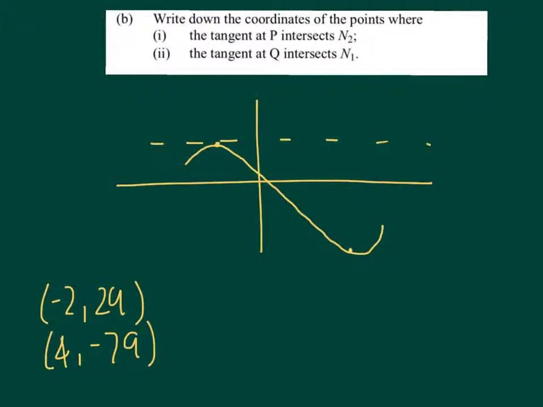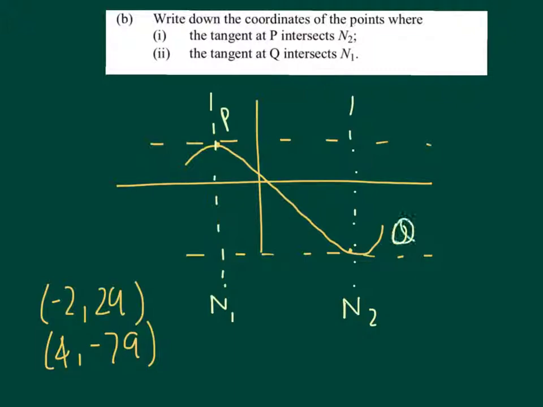Okay, so there's their tangent, and this would be the normal. This would be n1 because this is point P. Okay. And then this is the normal, n2 for point Q. So we know that this point here is negative 2, 29, and this point here is 4, negative 79. So for part I, we have to find where tangent P intersects n2.